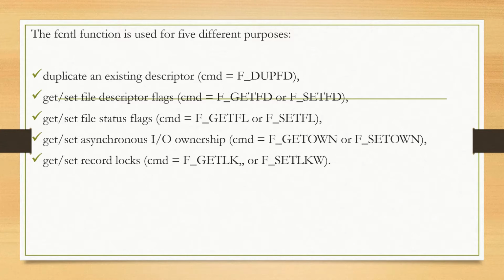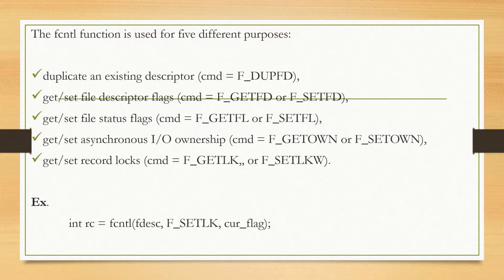The third one, get or set file status flags, cmd equal to F_GETFL or F_SETFL. Here F_GETFL returns the access control flags of a file descriptor fdesc. Next one, F_SETFL sets or clears the access control flags that are specified in this.